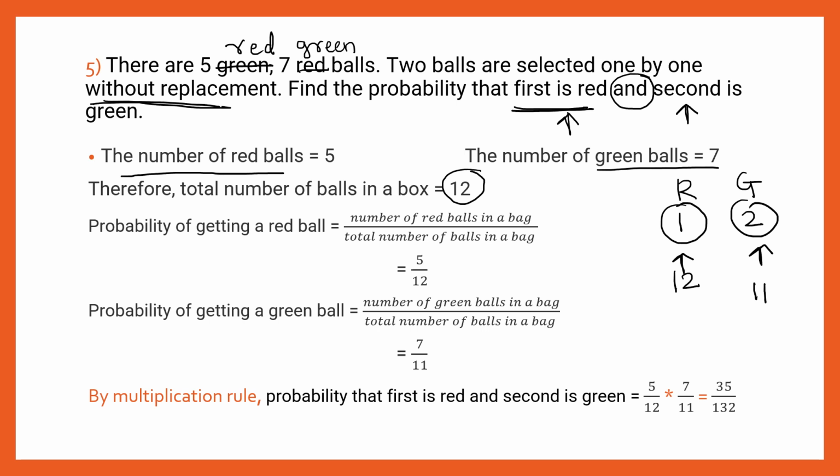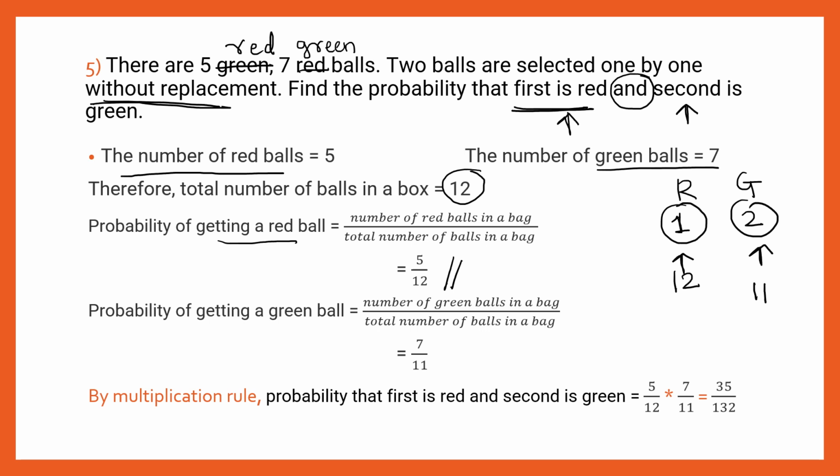So what is your first event? That the ball is red. Probability of getting a red ball would be the number of red balls in the bag divided by the total number of balls in the bag. Number of red balls we have is 5, divided by 12. When I'm picking the first ball, I have all balls available with me, which means the total number of balls, so 12. My sample space would be 12. So this probability would be 5 by 12.